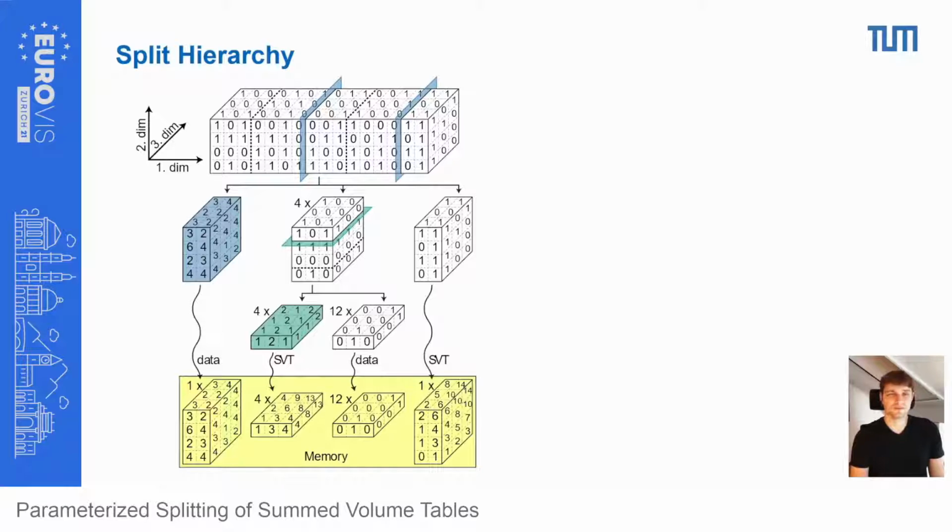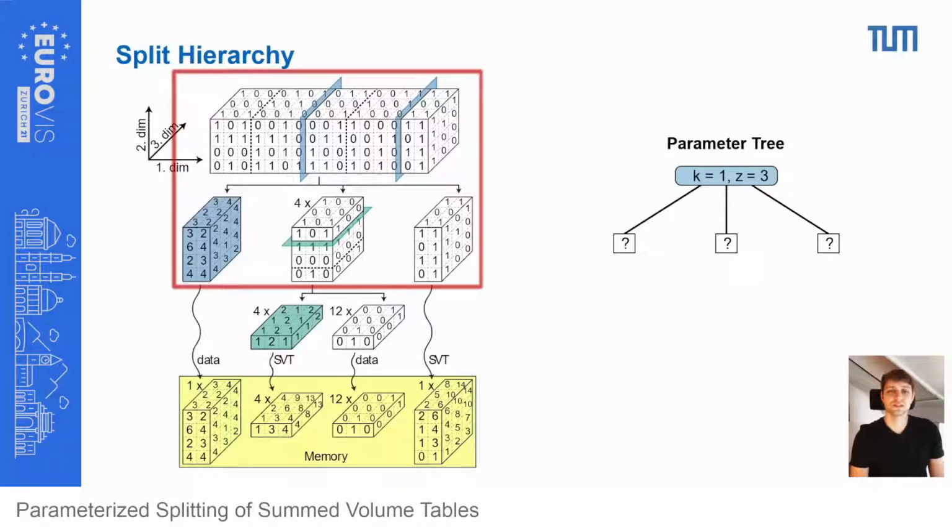memory. Formally, such a split hierarchy is described by a parameter tree. For each split, an internal node with 2 parameters is generated. Here, k indicates the split dimension. In our first split, that is k equals 1. And z, on the other hand, constrains the length of all subarrays to either z or z minus 1 in direction of the split dimension. The cut planes are then placed such that these constraints are fulfilled.